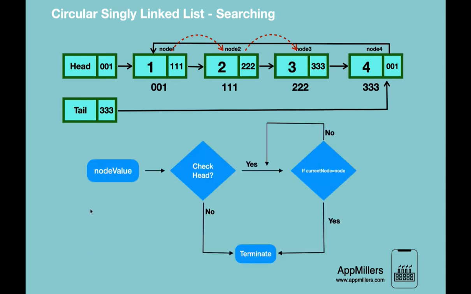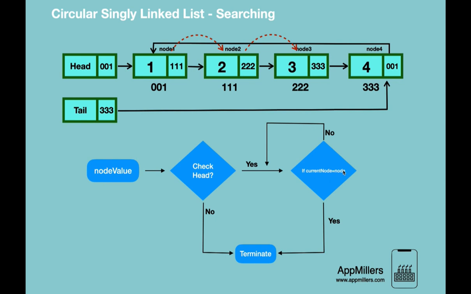So the algorithm looks like this. Here it takes as a parameter the node value. One more time we are checking the head value. If head exists, we continue. If it does not exist, we terminate our algorithm. If it exists, we start a loop. Inside the loop we have an if condition, and with it we check if the current node is the node that we are looking for or not. If yes, we terminate our algorithm. If no, we continue our loop until we find the node.